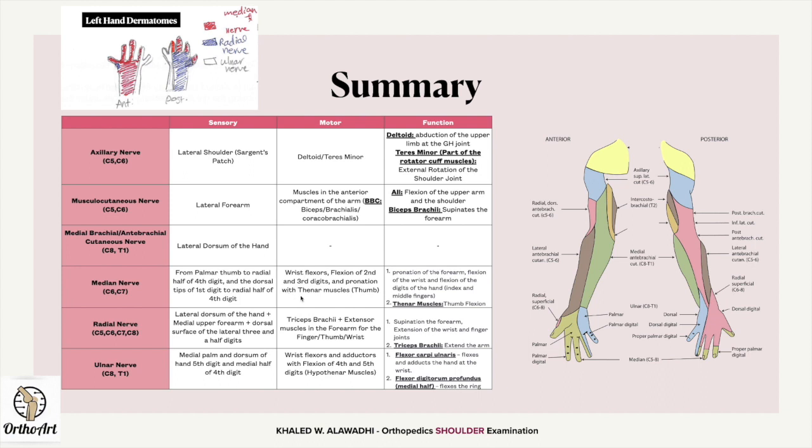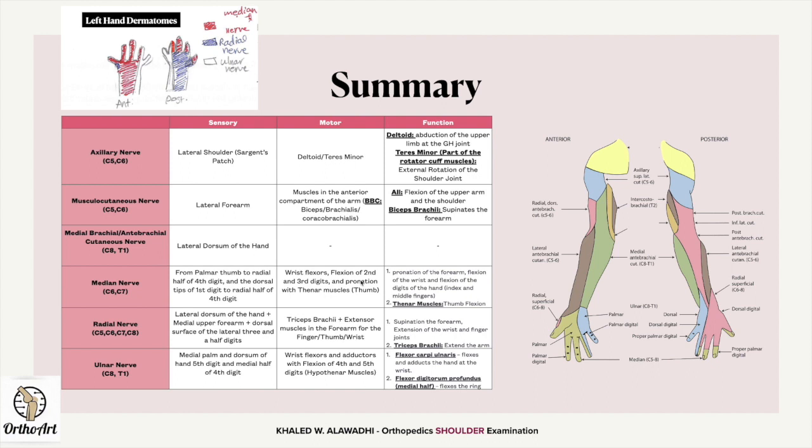For the median nerve, they innervate the wrist flexors, the flexion of the second and third digits, and the thenar muscles, which is the thumb. Their job is to pronate the forearm, flex the wrist, and flex the digits of the hand, especially the index and the middle finger, and the thenar muscles of the thumb flexion.